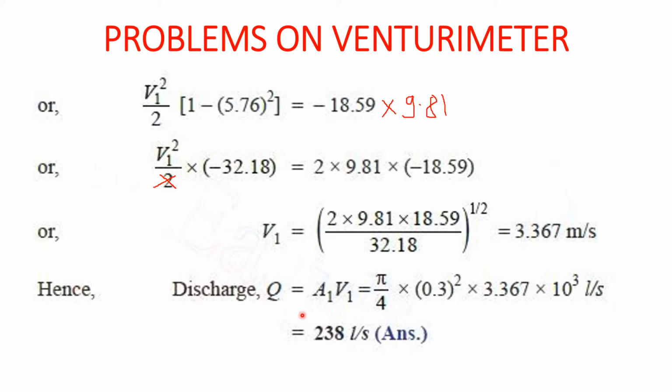Then discharge Q is A1 V1, so A1 is pi by 4 into D1 square into V1, so pi by 4 into 0.3 square into 3.367 into 10 raised to 3. Why this 10 raised to 3? Because of conversion of meter cube per second into liters per second. So the final value of discharge, we get it as 238 liters per second. This is the particular solution for this problem.